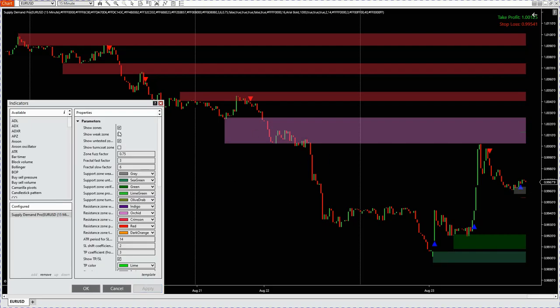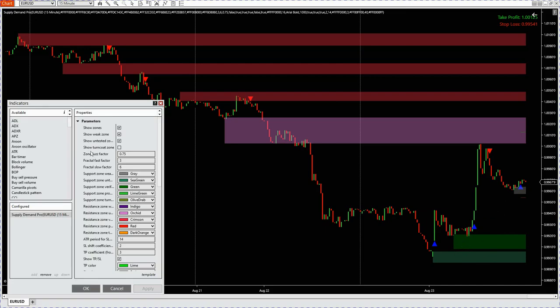So as you add the different types of zones, they show up in different colors, and you can see where they're plotted out. These three up here are the resistance zones or supply zones, and these down here are different types of demand zones or support zones, okay?